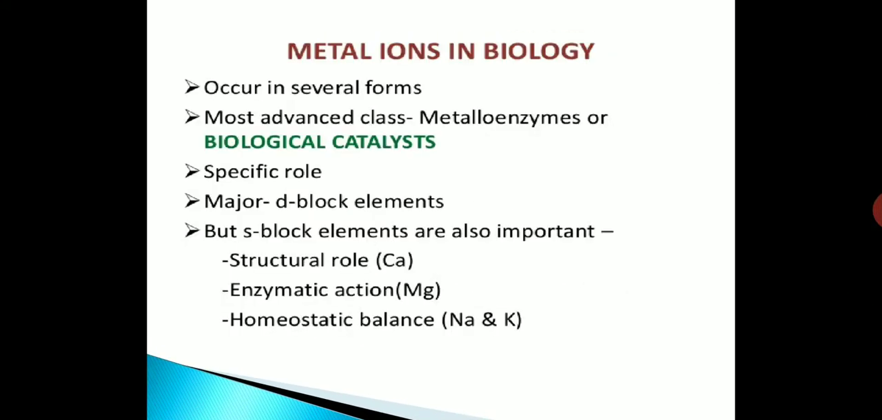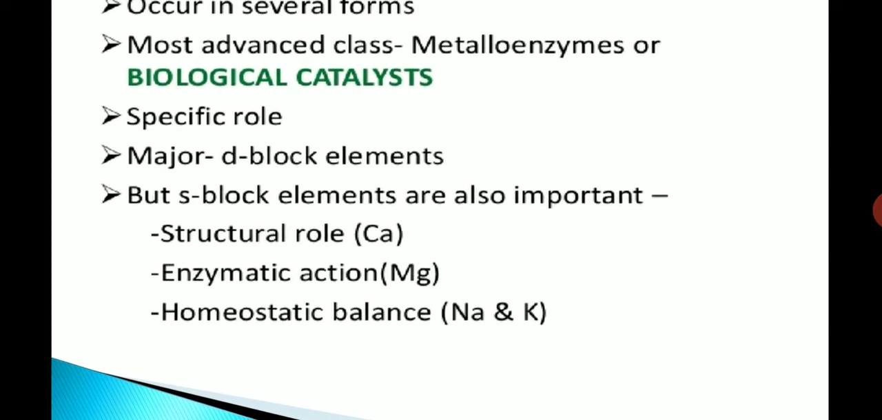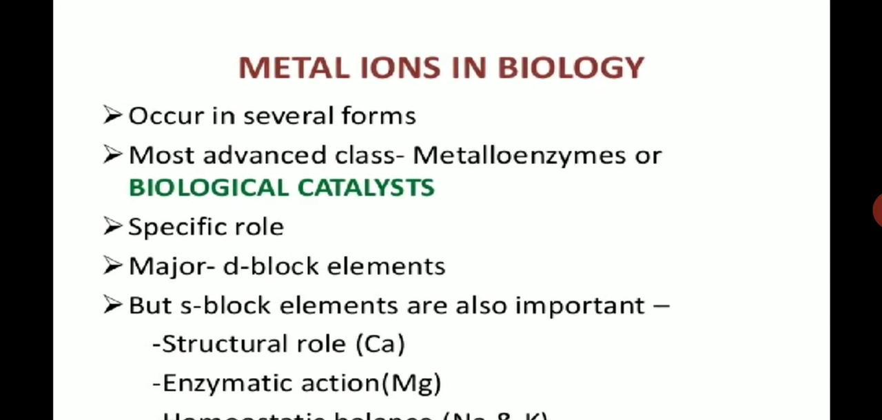Now we come to the metal ions in biology. They occur in several forms. The most advanced class is metalloenzymes or biological catalysts. They have a specific role. Major D block elements are included in it, but S block elements are also important because of the structural role, that is calcium, enzymatic action, magnesium, and homeostatic balance, that are sodium and potassium.